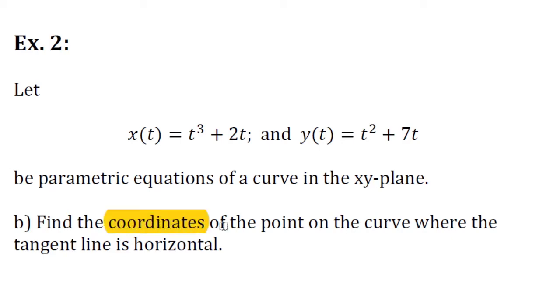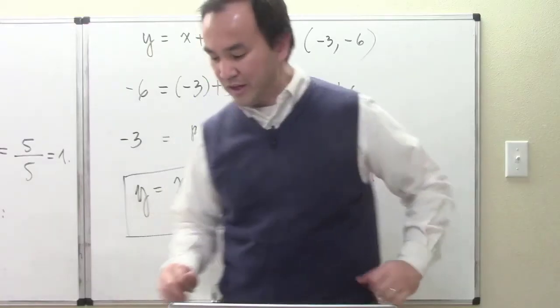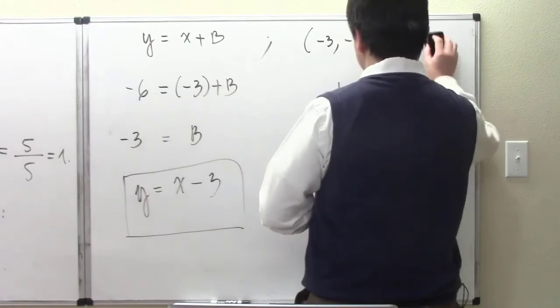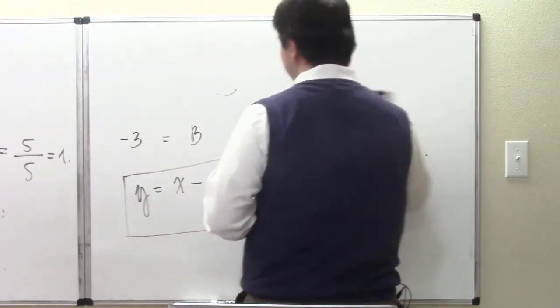So find the coordinates of the point on the curve where the tangent line is horizontal. Interesting problem. We want to find the coordinates of the point on the curve where the tangent line is horizontal. Okay, so let me quickly do a sketch to explain what exactly the problem is looking for.